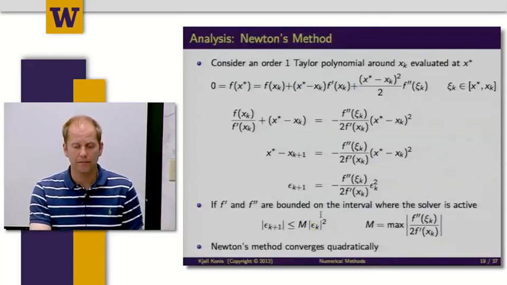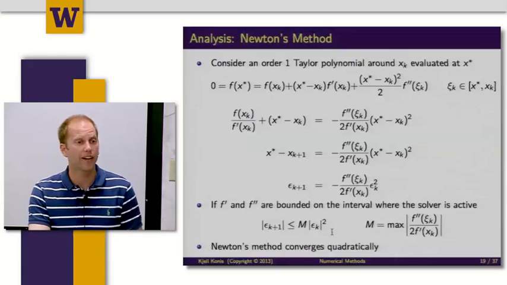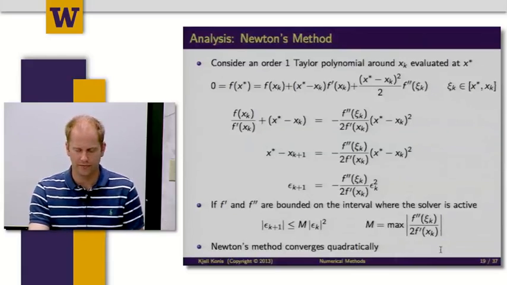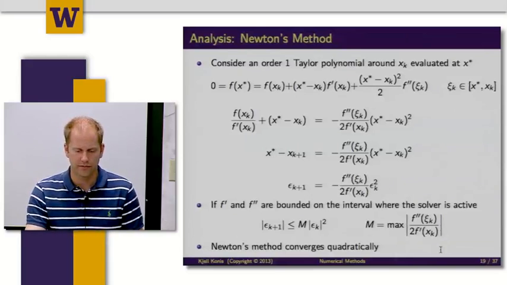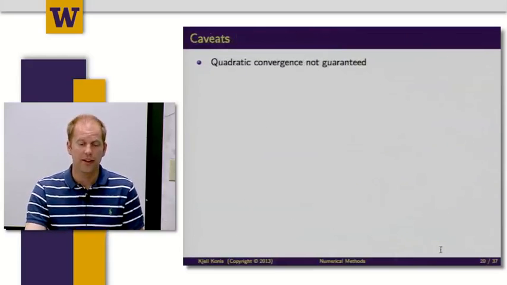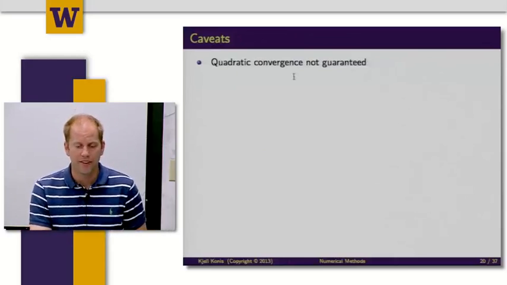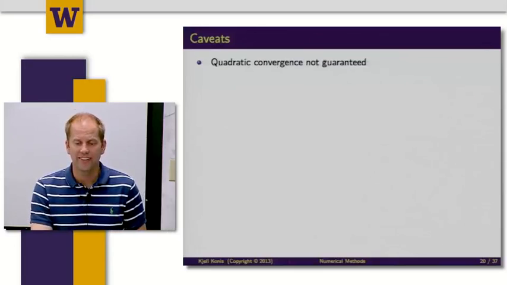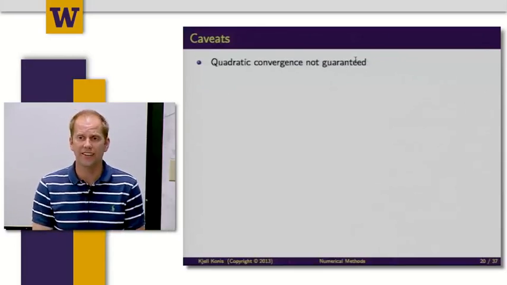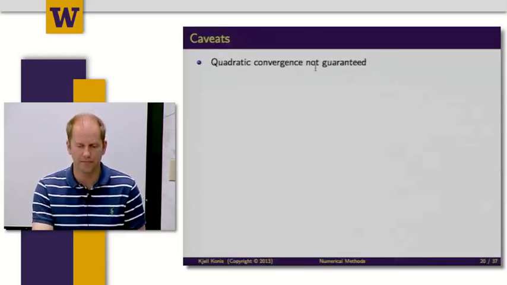And so we'll say that because the error is getting smaller at a quadratic rate, Newton's method converges quadratically. So a few things we need to be careful about with this, though. The quadratic convergence for Newton's method is not guaranteed. So we have to first somehow get ourselves into this interval where the quadratic convergence is going to happen.